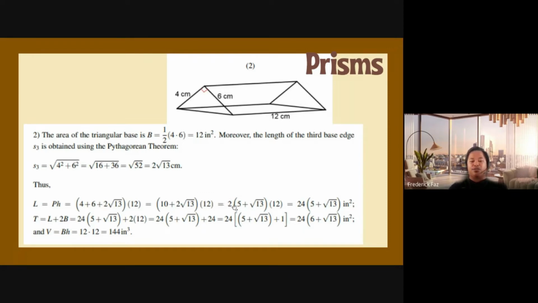So the lateral area now is equal to 10 plus 2 square root of 13 times 12, is equal to, so if we're going to simplify po, we have 24 times the quantity 5 plus the square root of 13 square inches.